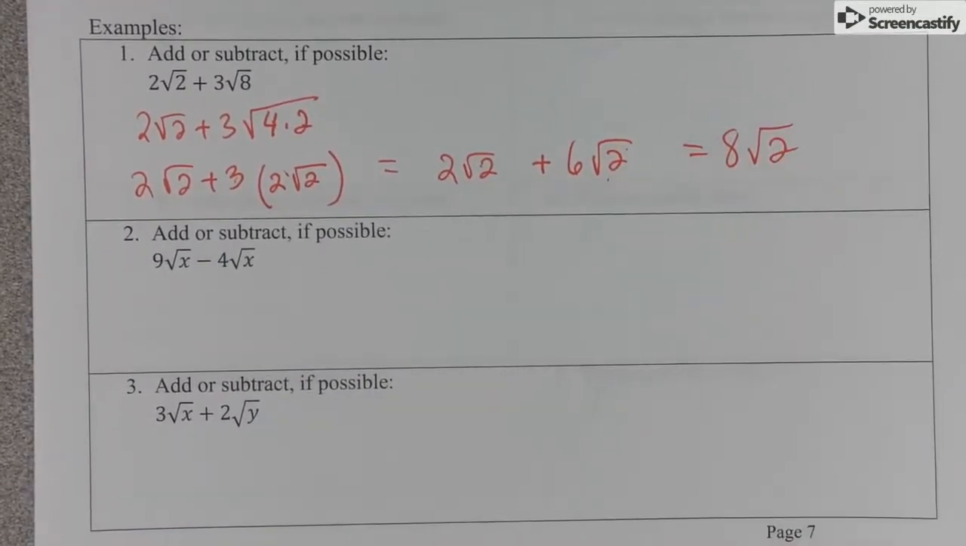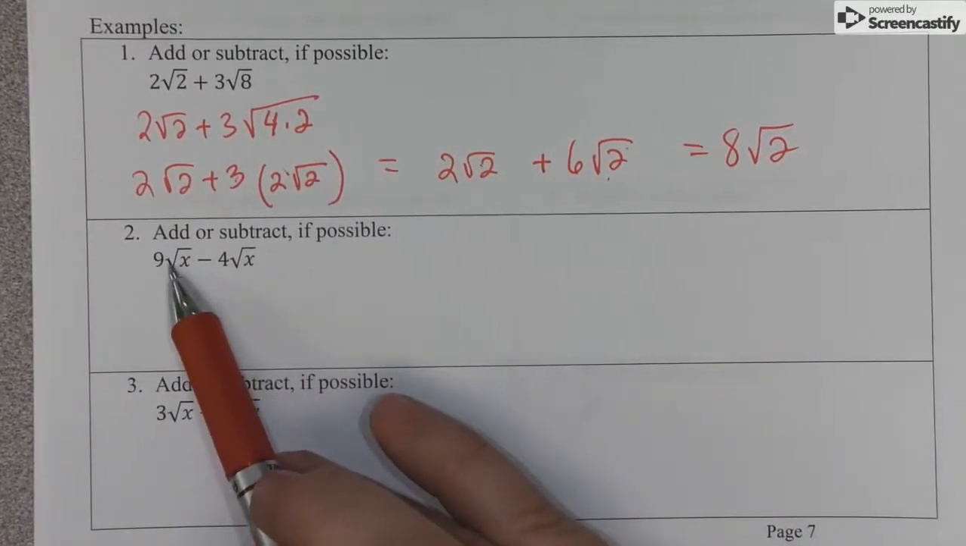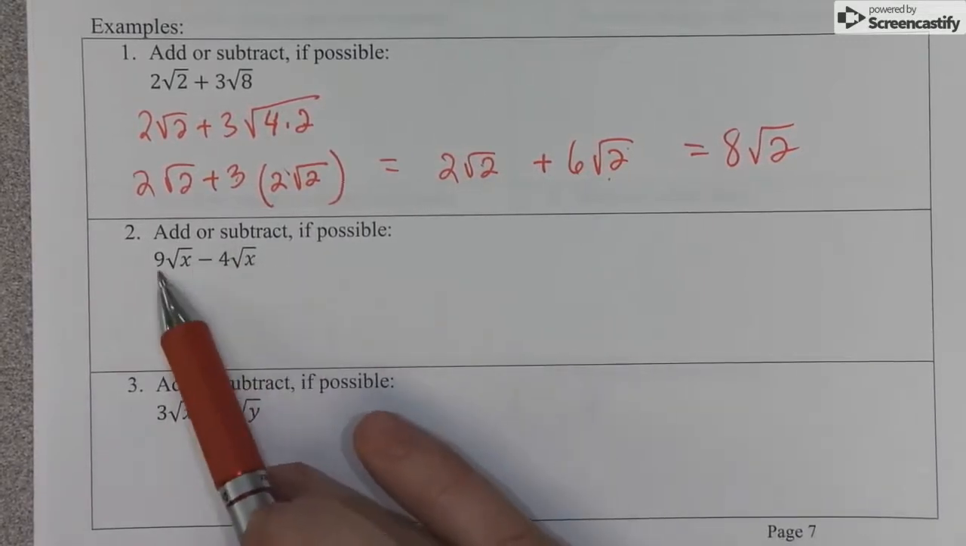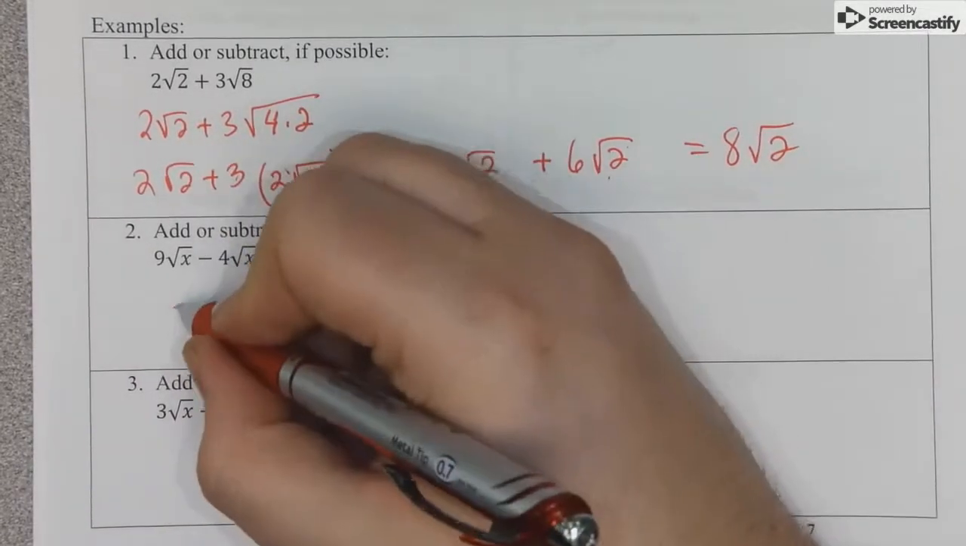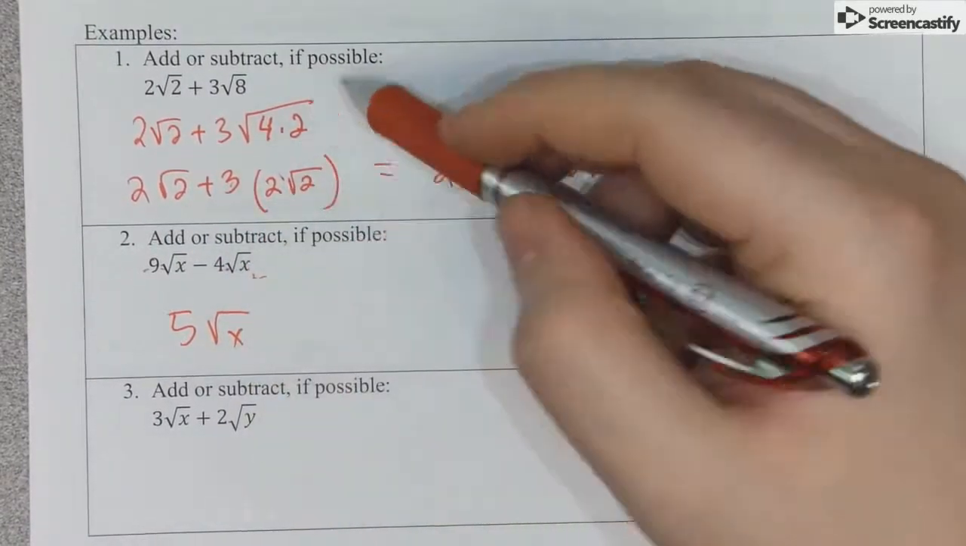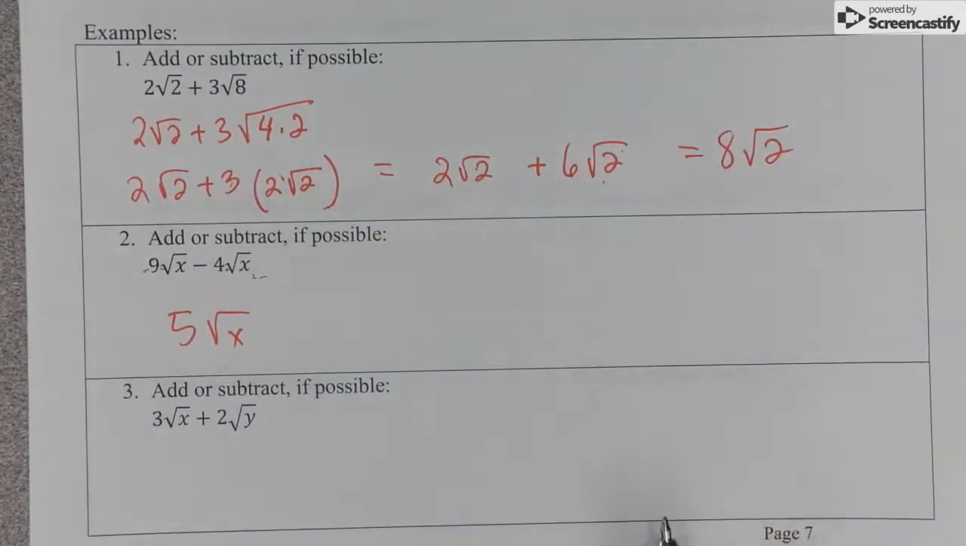Let's look at 2. 9 square root of x minus 4 square root of x. Are these the same? Yes, this is a square root, this is a square root. The radicands are the same, so I can do 9 minus 4, and that's 5 square root of x. You just need your radicands to be the same. Sometimes you might need to do manipulation like we did up here, and that's perfectly fine.